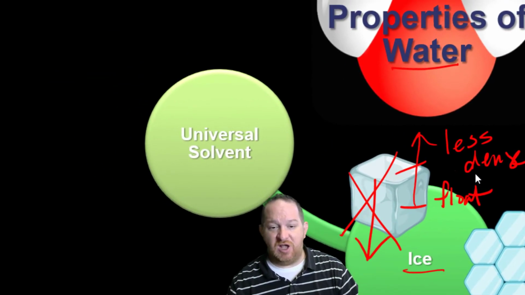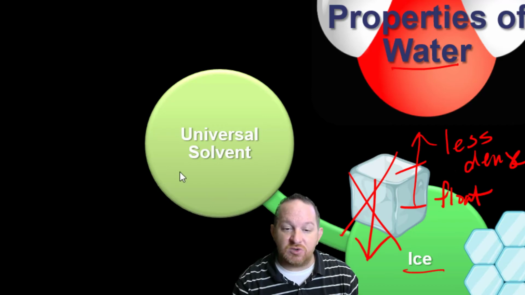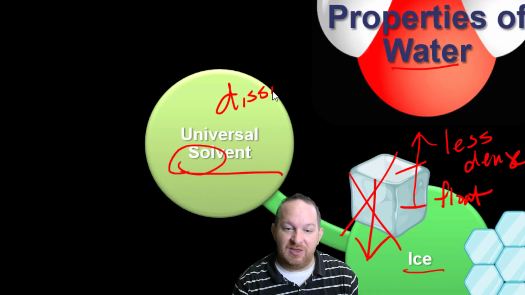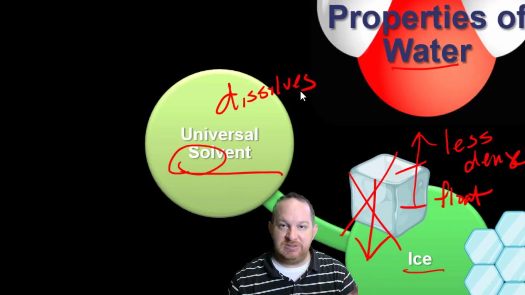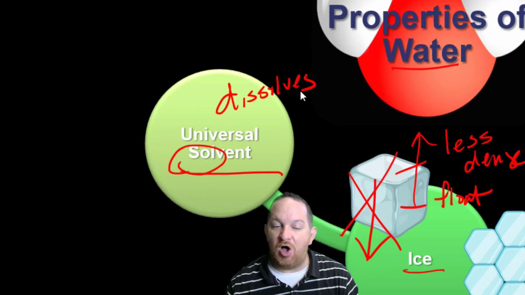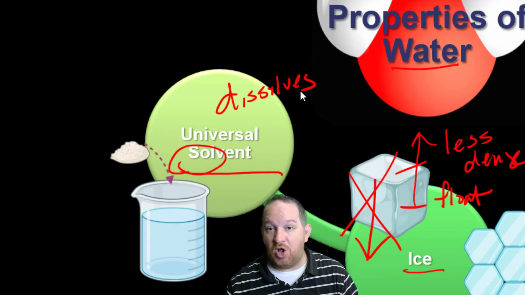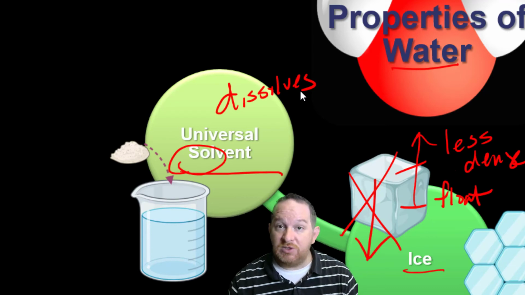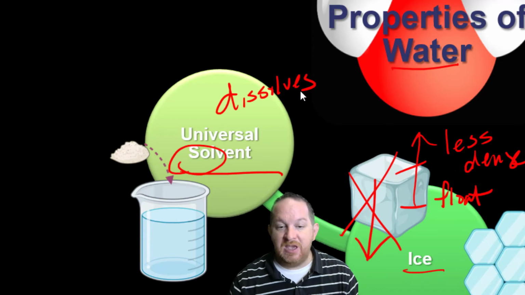The next property of water is that it is a universal solvent. So it dissolves things very well, right? If you've got something sticky on your hands, you run it under some water. That helps to dissolve those chemicals. You take some sugar, you take some salt, you mix it in water, it eventually will dissolve. You won't see the molecules anymore.